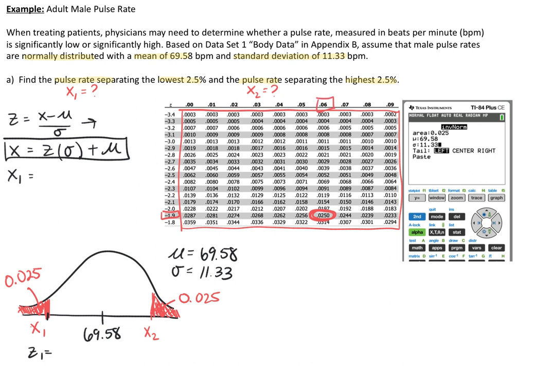I'm going to mark it down on the distribution below here of negative 1.96. And because the pulse rate that separates the top 2.5% is symmetrical to the left side, that means that I don't need to go to the positive side of the z table, but you can just to confirm it. But it's just going to be the positive value of 1.96. Okay, so that's going to be the z-score for x sub 2.